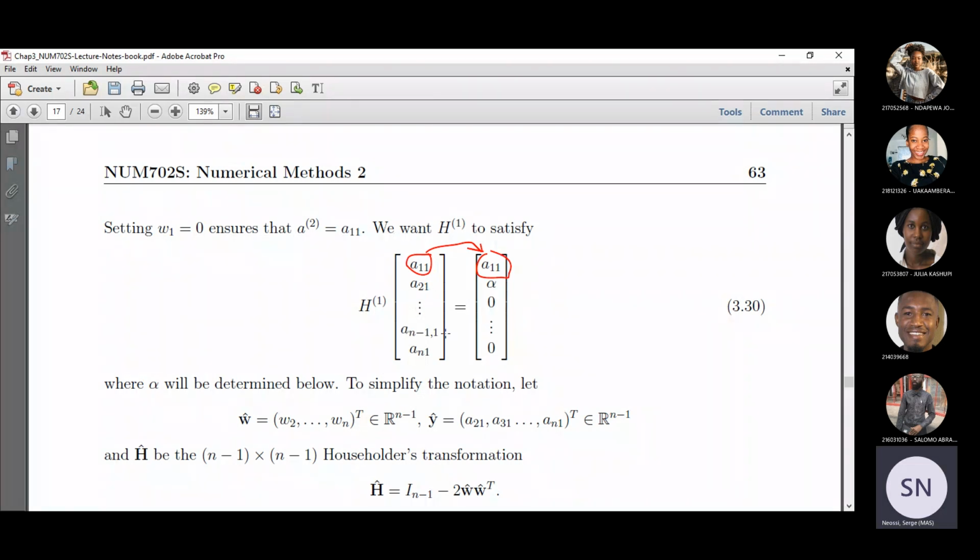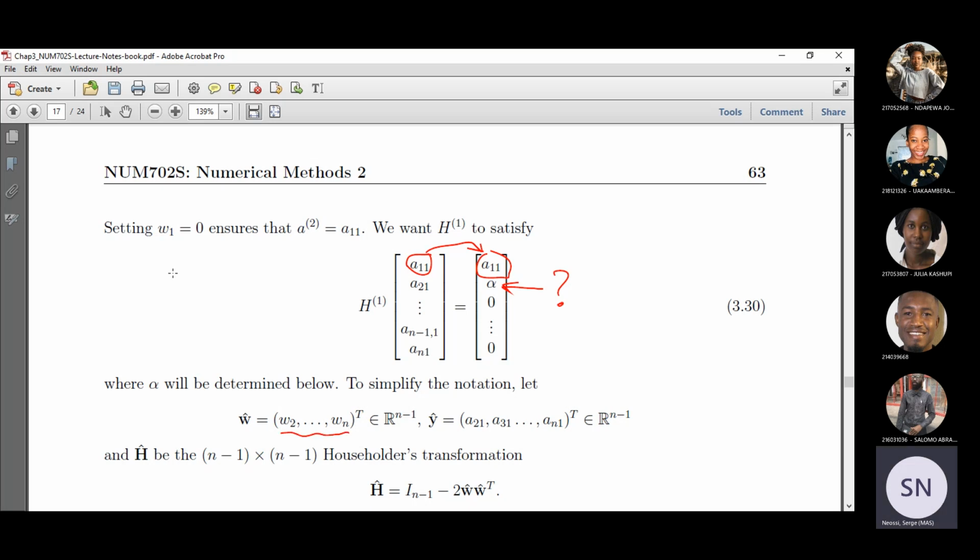Okay, now what do you realize? Because we want this to be transformed into that, and because we have already fixed A11, the only thing we need to do now is to find the expression of alpha. What will be the expression of alpha? So we have the expression of alpha to determine, and we also have the entries W2, W3, up to Wn to determine. So now you see that we have two things to determine here.